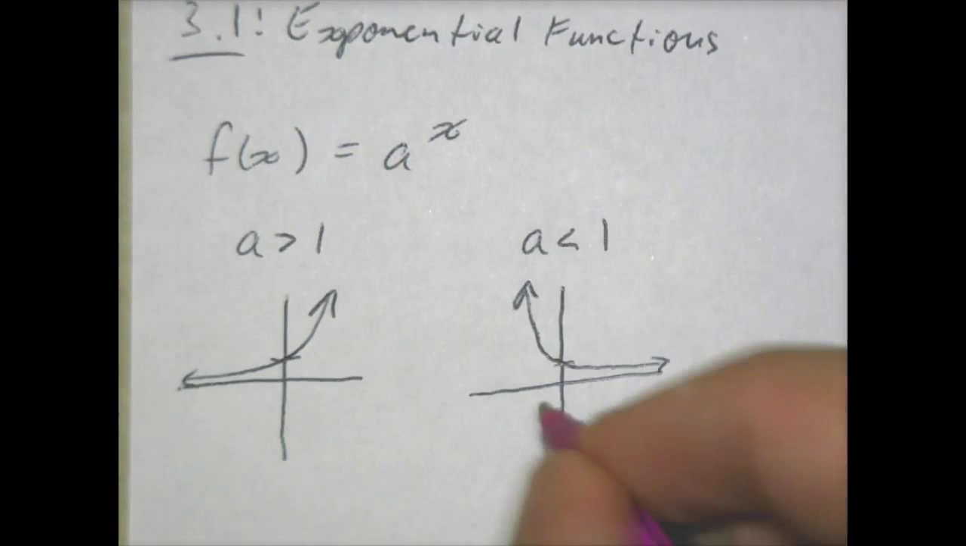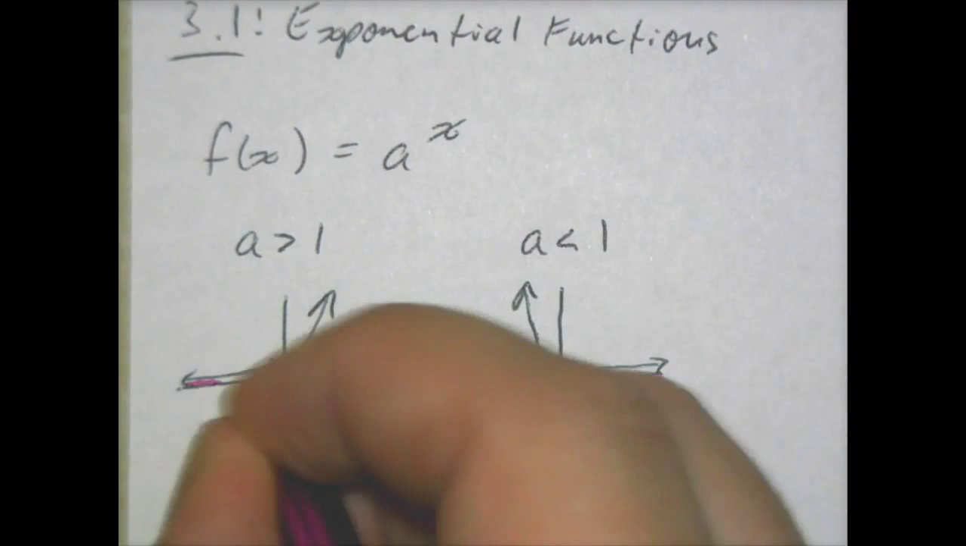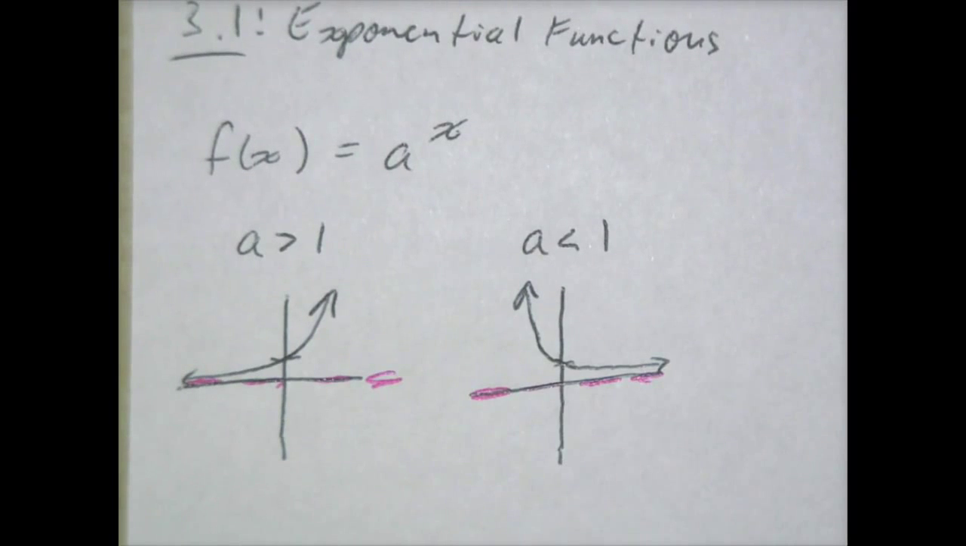With your parent functions, you have a horizontal asymptote at 0. It will never cross that line because no matter how many times you multiply a positive number by itself, you will always stay on the top side of 0. And if you have a negative, flip it over the x-axis.